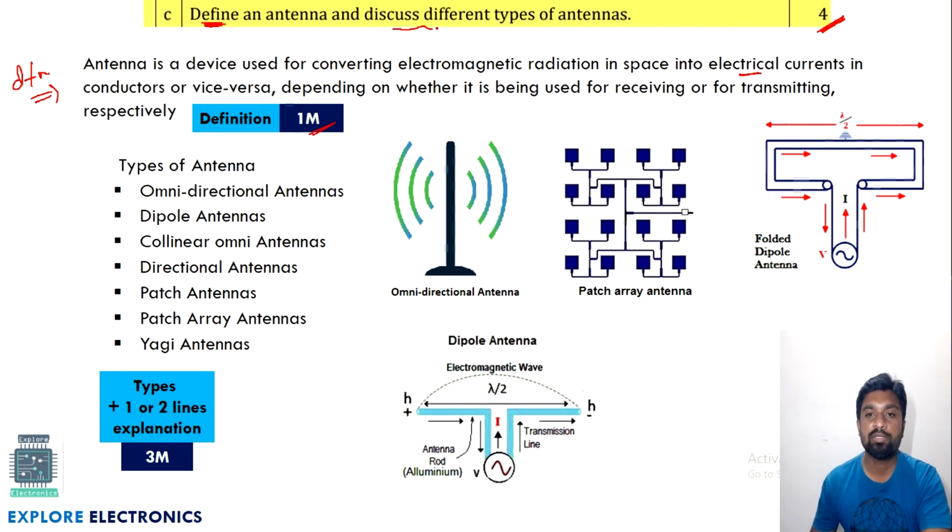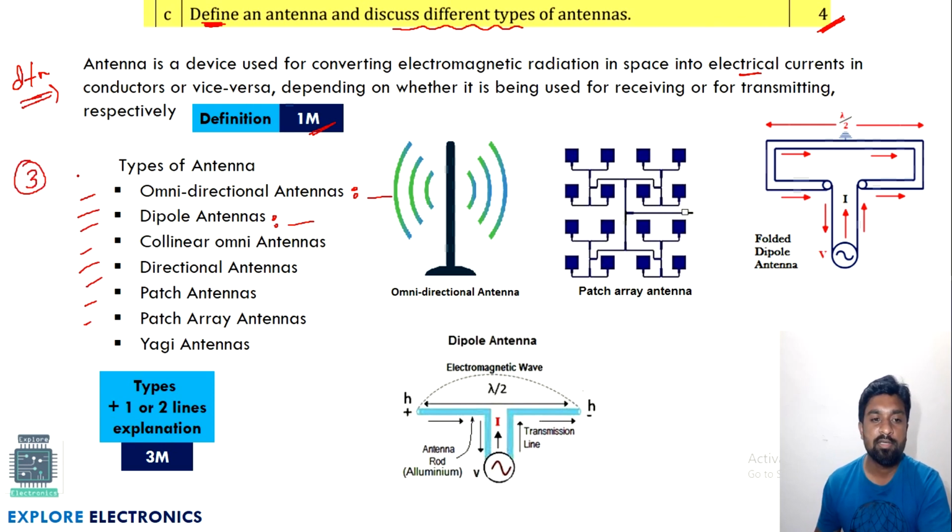Then they are asking to discuss different types of antennas again. There are 5 to 6 antennas. We need to just write the type of antenna, and we can write one line of explanation for this. Since it is 4 marks, 1 mark is gone for definition, another 3 marks. Even if you just list out the 5 to 6 antennas, they will give marks.